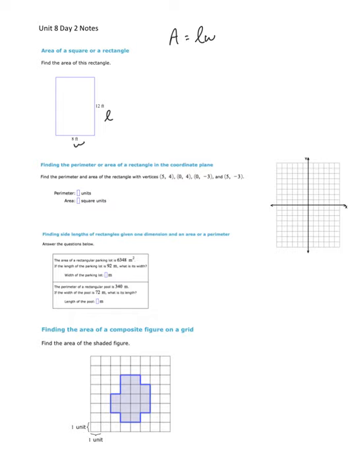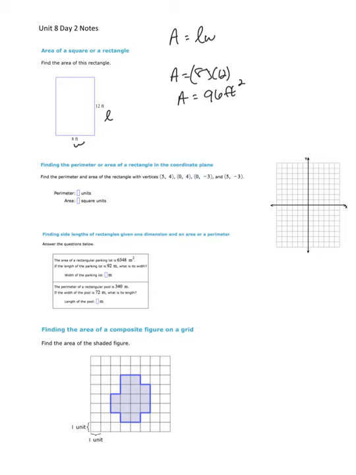So the area of this rectangle, A equals 8 times 12. Area equals 96 feet squared. Remember, I told you in the last lesson, area is always units squared. All right, so that wasn't difficult.